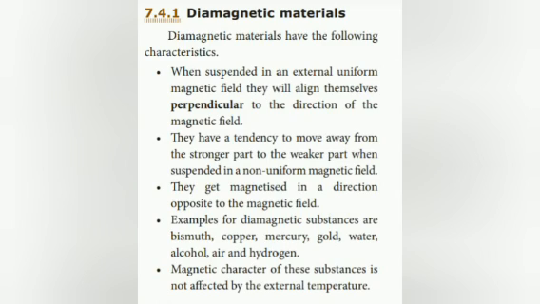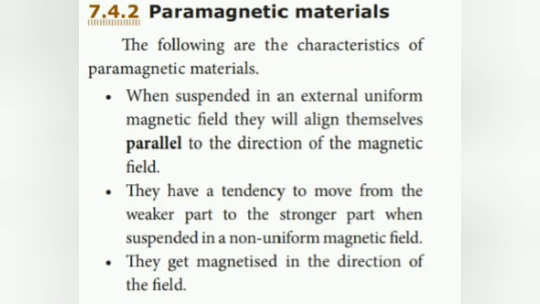Some famous examples of diamagnetic substances are copper, mercury, gold, water, air and hydrogen. These are all the examples. Next, the magnetic character of these substances is not affected by the external temperature. So next, paramagnetic materials.